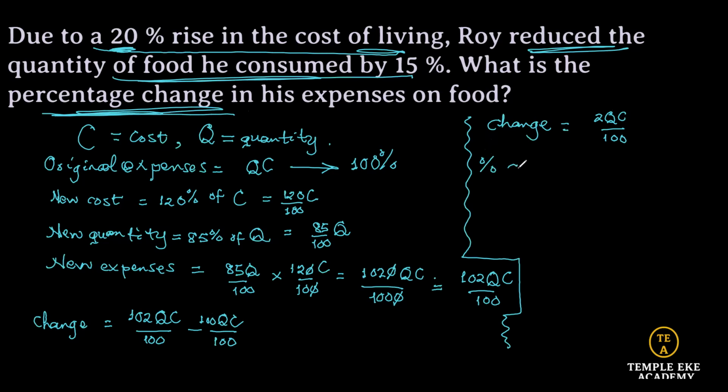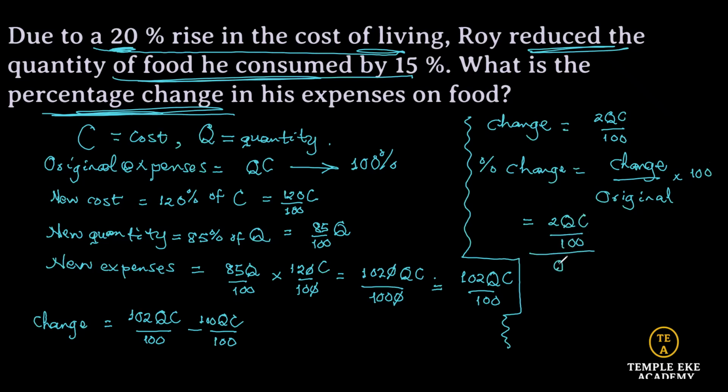Now, what is the percentage change in the expenses on food? Percent change in the expenses on food will now be given by the actual change in the expenses on food divided by the original expenses on food, and now multiply by 100. So we have, and that's going to give us the change, which we have 2QC divided by 100 over the original expenses, which is QC, multiplied by 100.